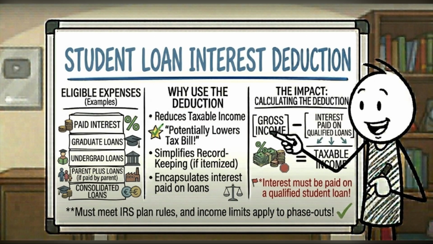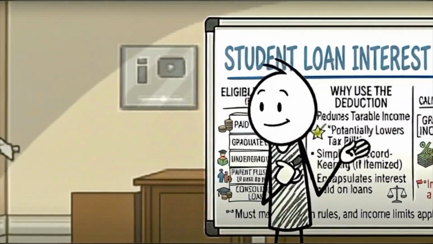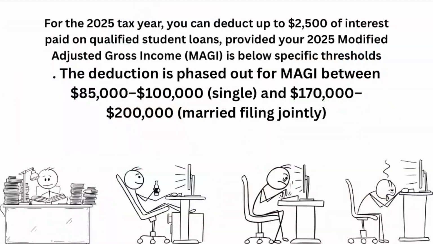Student loan interest deduction. Student loan interest deduction allows borrowers to deduct a portion of the interest paid on qualifying education loans. It was introduced as college costs rose and student debt became more common. This deduction is taken above the line, so you do not need to itemize. There are income limits that phase it out for higher earners. While the amount may seem modest, it offers meaningful relief during the early years of repayment when interest payments are at their highest.